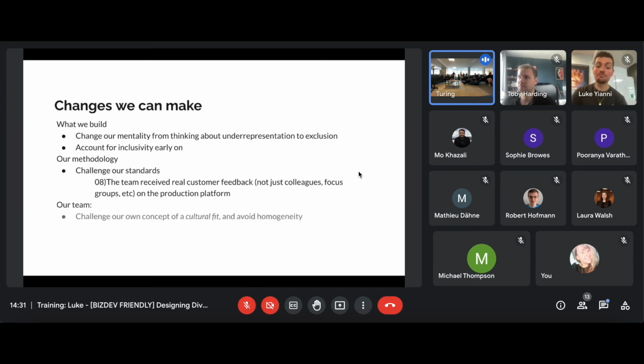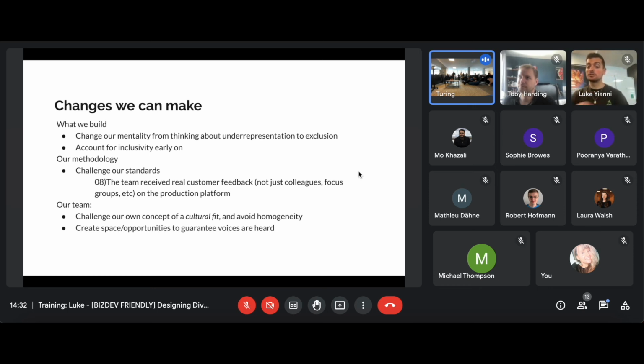Changes we can make to our team. Challenge our own concept of a cultural fit and avoid, I'm not going to try to pronounce it, homogeneity. I think it's homogeneity. I think this is really cool, and something that I'm really aware of as well. I have a really strong idea of what's a cultural fit to me, a bit of a strong personality. So challenging my concept of cultural fit: maybe just because I'm not resonating with someone amazingly doesn't mean that person isn't great for the company. It might just mean that we're slightly different people. And I think being cognizant of that fact is really awesome.